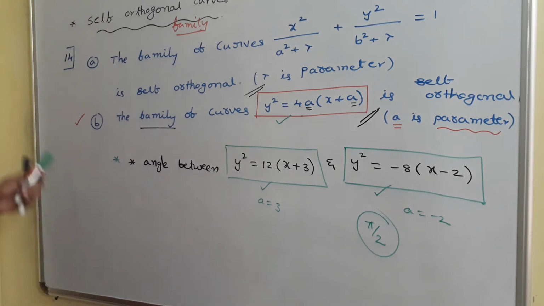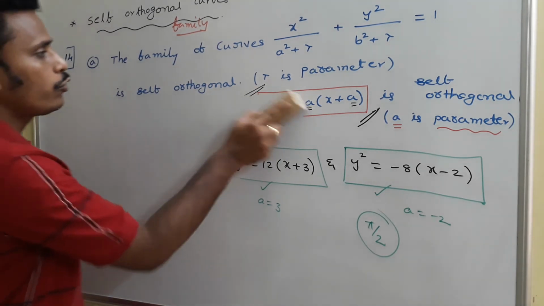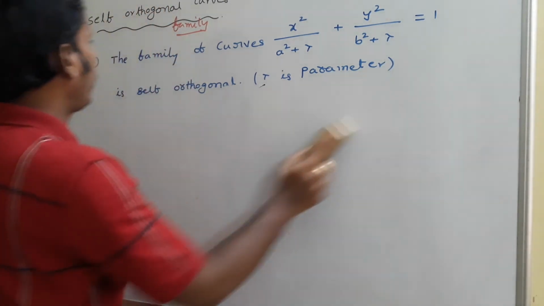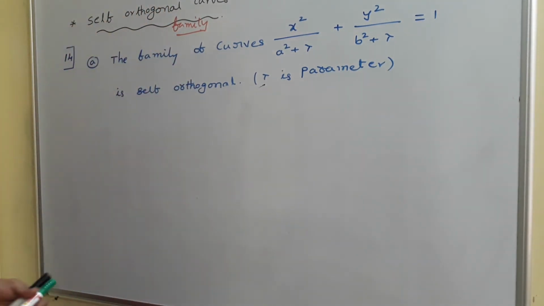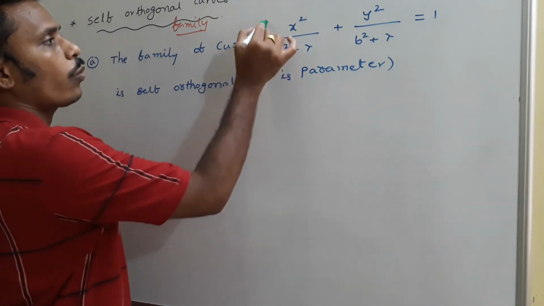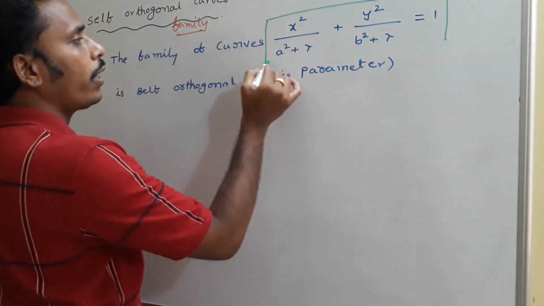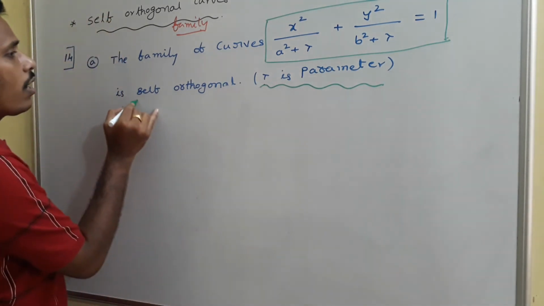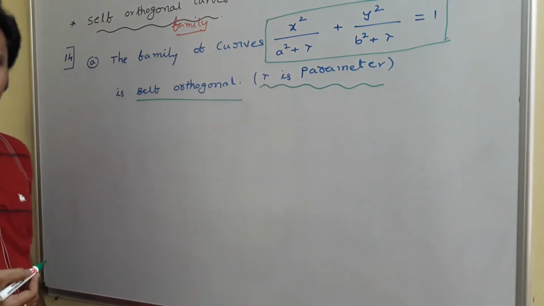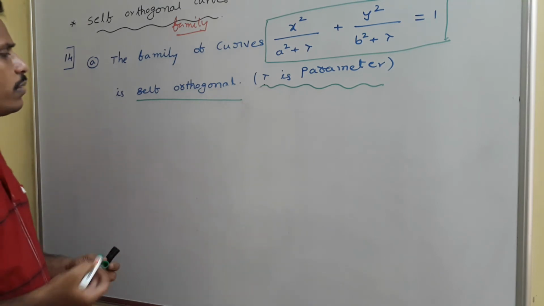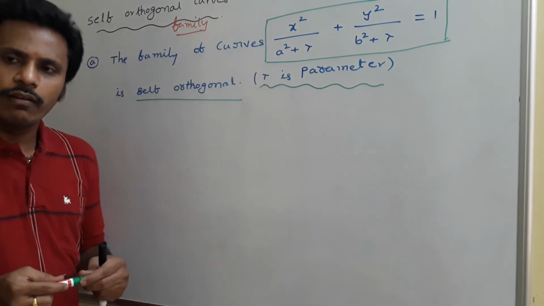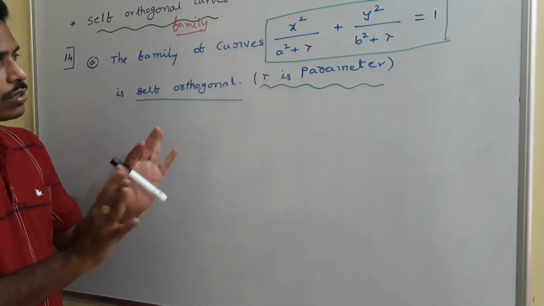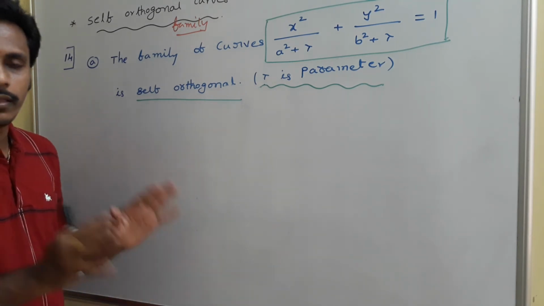I am erasing this. After this 14b, you just think about 14a. What is 14a? Again here we have a family of curves like x square by a square plus lambda plus y square by b square plus lambda, and for lambda as a parameter they are self-orthogonal. Just as we proved 14b, in the same way we can prove 14a also. But here I am not mentioning the proof. You just think about the statement, memorize it, that's enough.